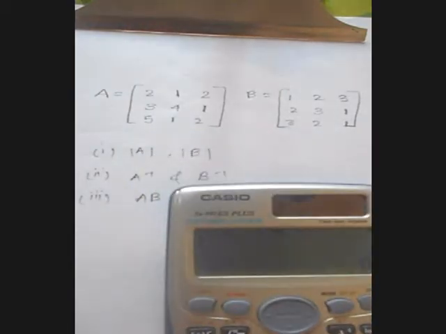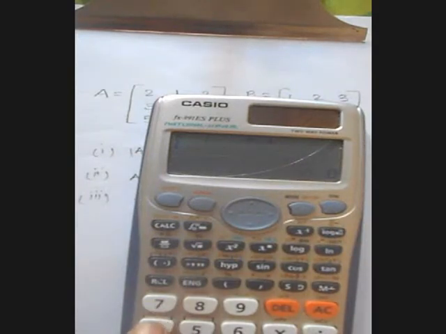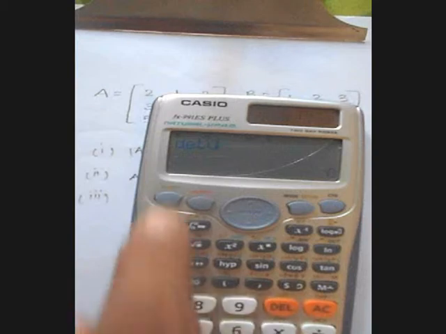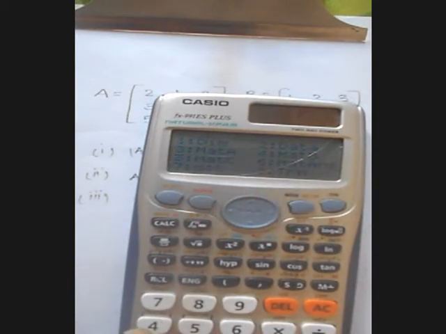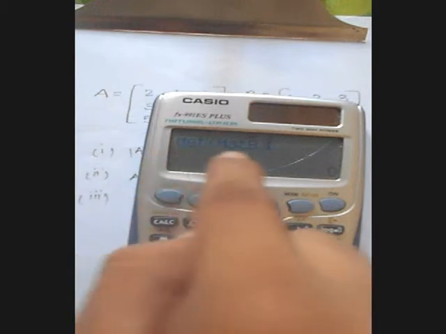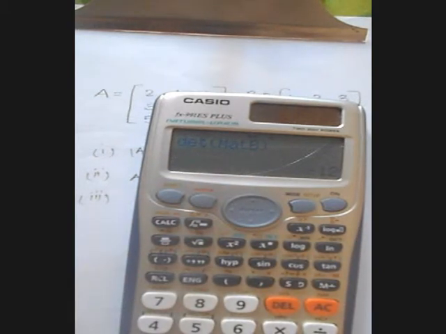Now in order to find determinant of B, press shift, go to the matrix memory 4, press 7, again shift and 4, and determinant of matrix B. This will give the value of determinant of matrix B, that is minus 12.